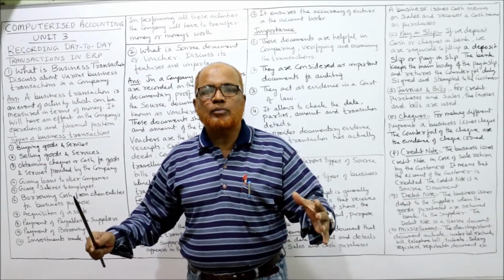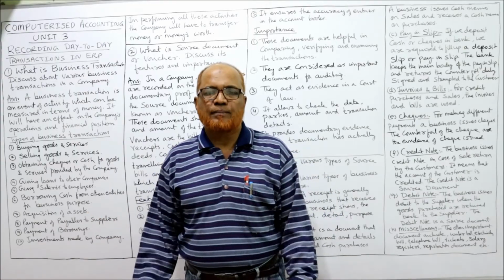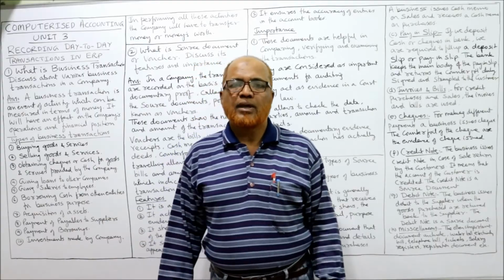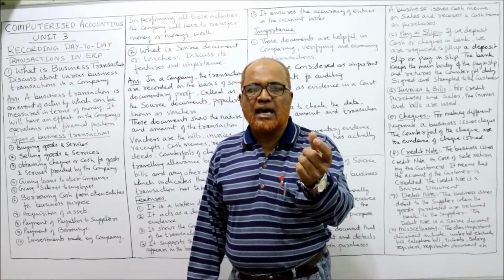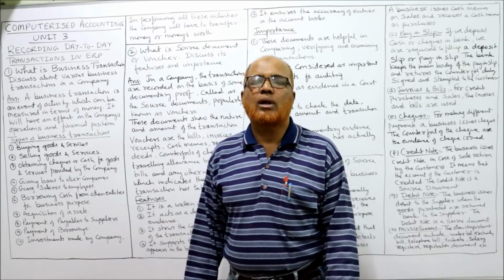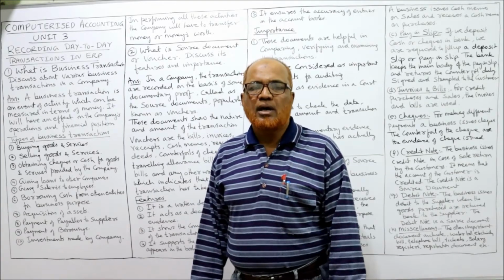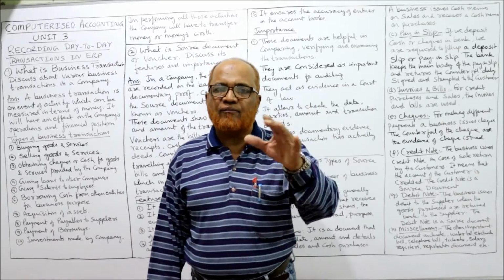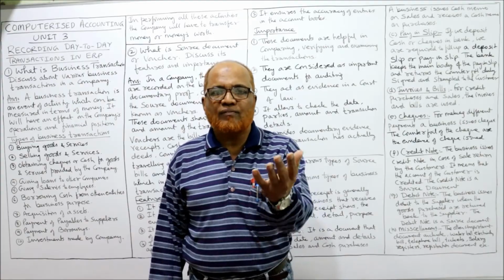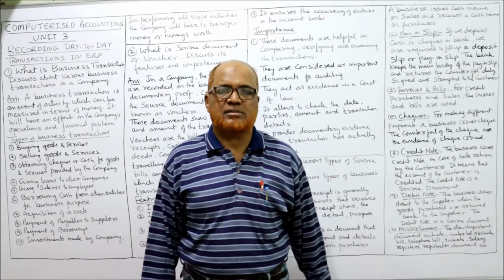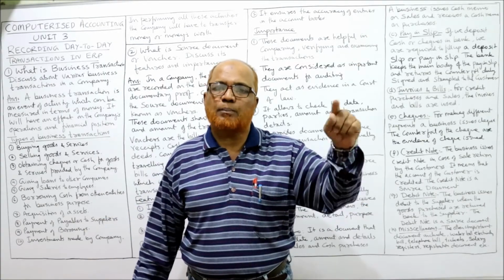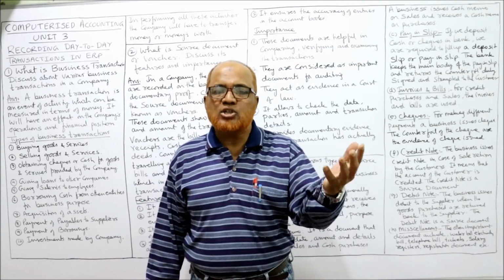A business is said to be a bundle of activities. A number of activities will be performed by the business. If those events and activities can be measured in terms of money, it is called a business transaction. And these business transactions will affect the result of the operations of the business and also the financial position of the business. So whatever transactions take place in the business will affect the profitability and the financial position of the business.